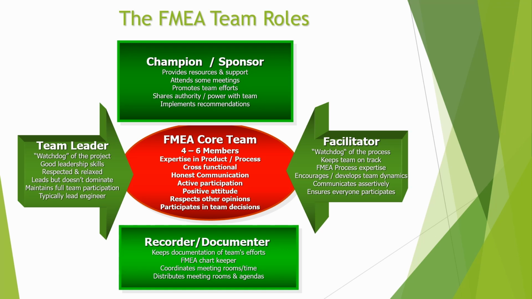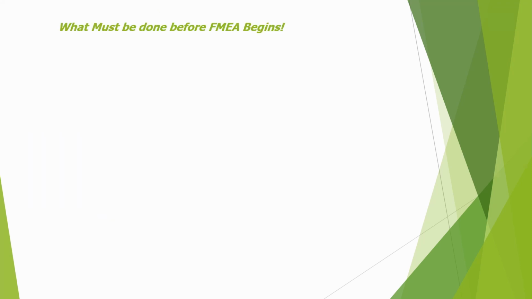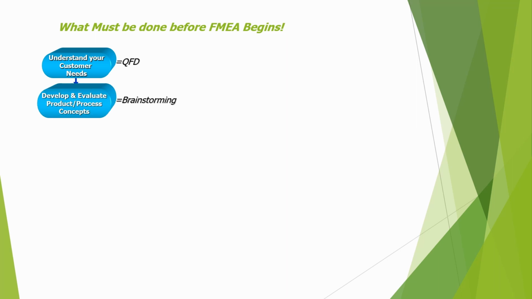FMEA begins with understanding your customer needs, for which quality function deployment (QFD) is used. Develop and evaluate product or process concepts. This can be done using the brainstorming technique. Create an effective FMEA team. Form a multidisciplinary team with members representing various relevant functions and expertise.